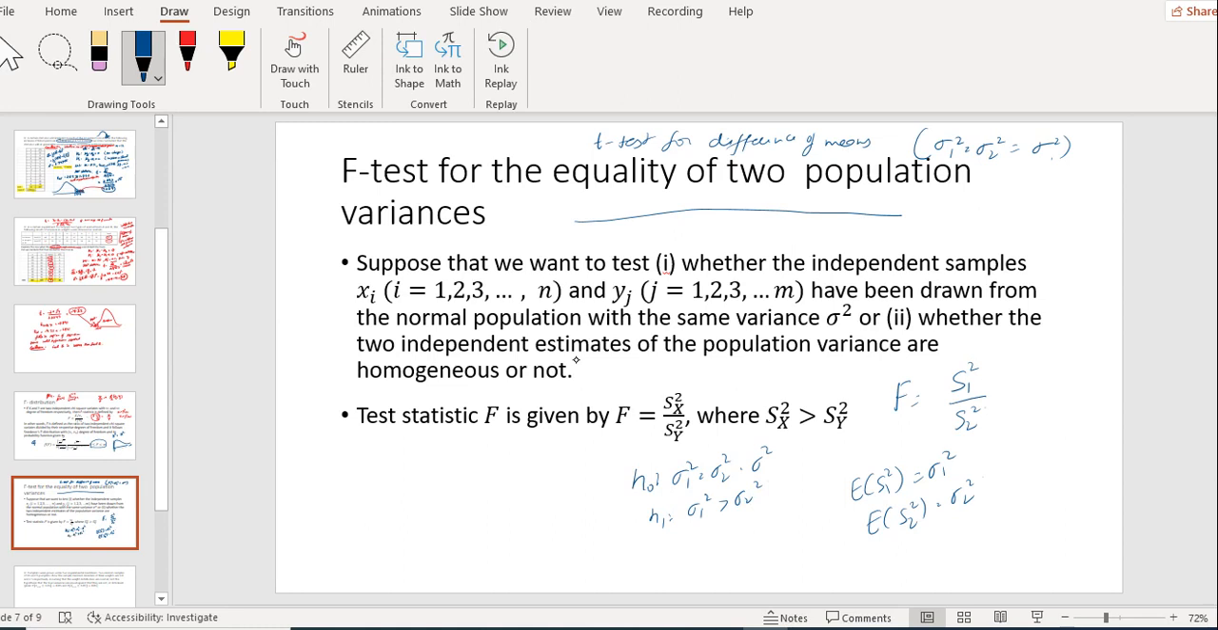Until it is given, we always apply a one tail test only. That's the reason that when we are calculating the test statistic, we prefer to write it in such a way that in the numerator we choose the value of S square which is greater than the other one. So what is the F statistic? It is Sx square upon Sy square, where S square is the unbiased estimator of the population variance. Okay, now let us come to the problem.